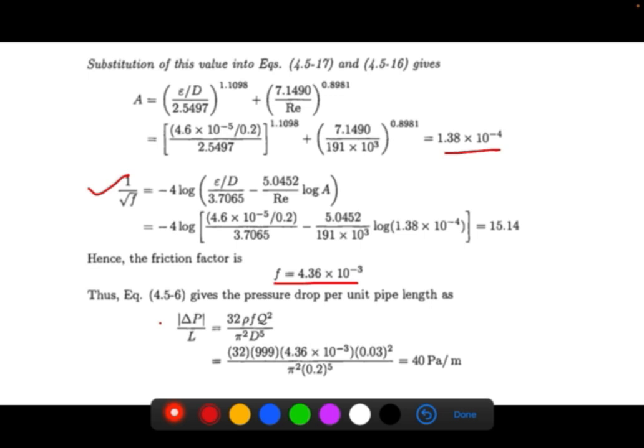Thus, we have the equation of pressure drop across the pipe length as delta P by L, the pressure drop across unit pipe length, equals 32 rho F Q square by pi square D to the power 5. Substituting the value of density, the friction factor as calculated, the volumetric flow rate given to us, and the pipe diameter given to us, we get the value of 40 Pascal per meter. This is the pressure drop per unit length of the pipe.